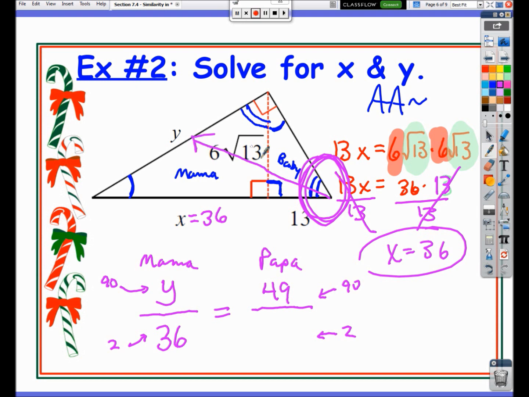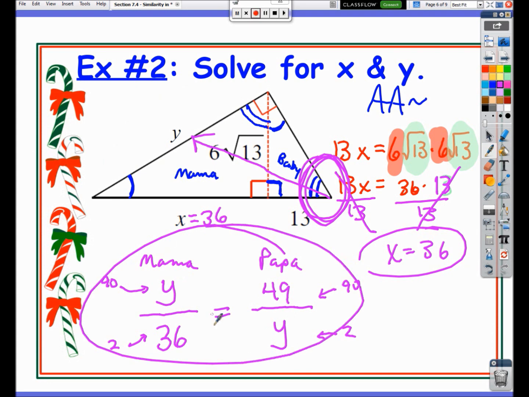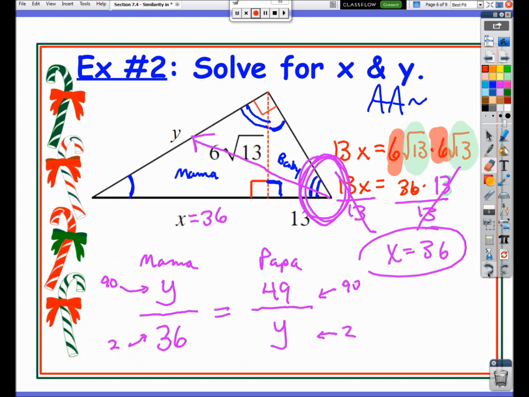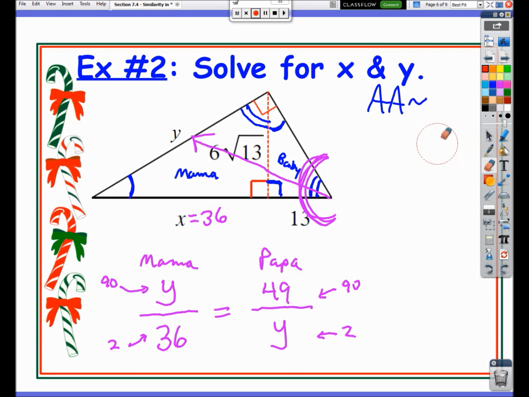Opposite of it isn't the 6 root 13. That's opposite the 2 arc mark in the baby. We got to go all the way across. There's the big side of the papa, which is y. And so now notice in this, we only have one variable, so we can cross multiply and solve it. So now let me erase all my x information here. So y times y is going to give me y squared. And then 36 times 49, it's a big number.